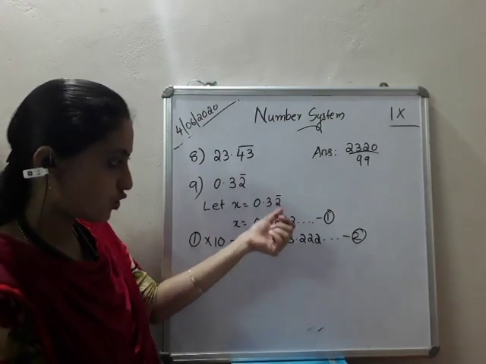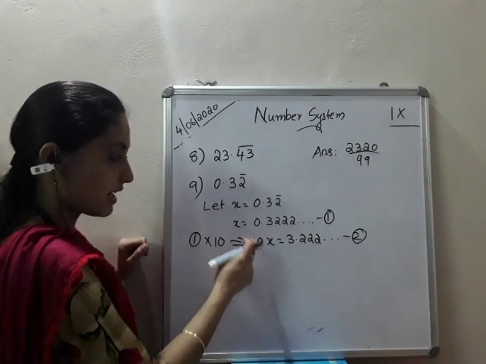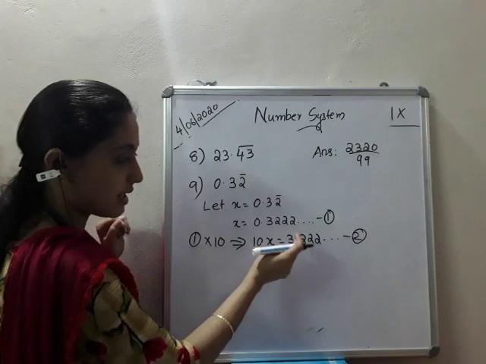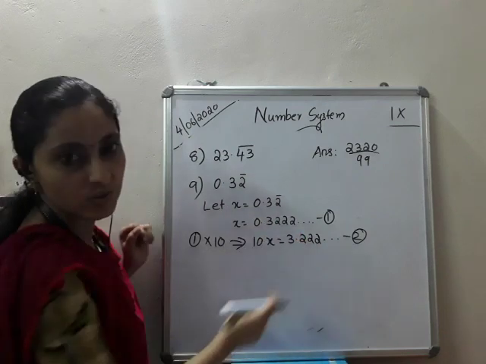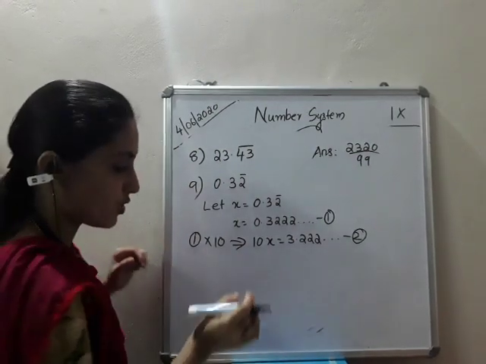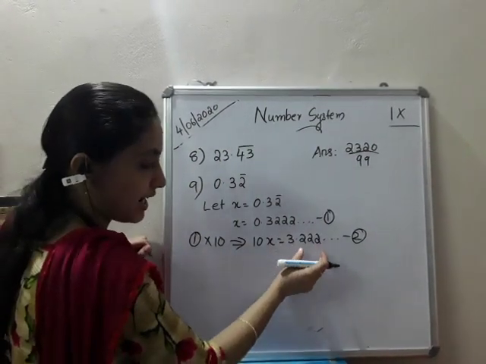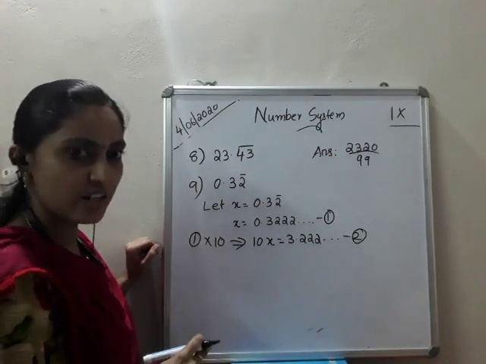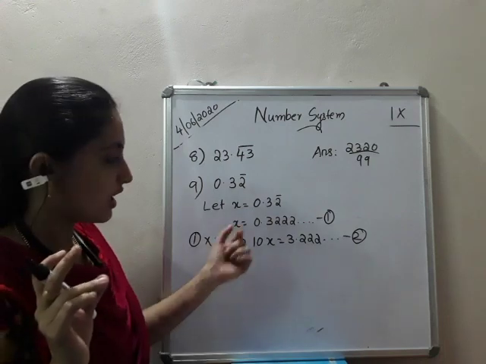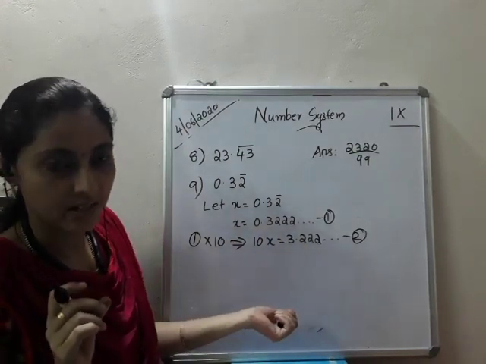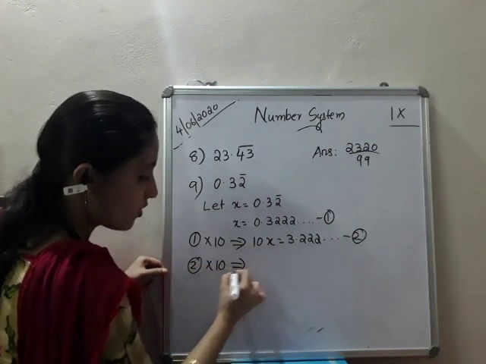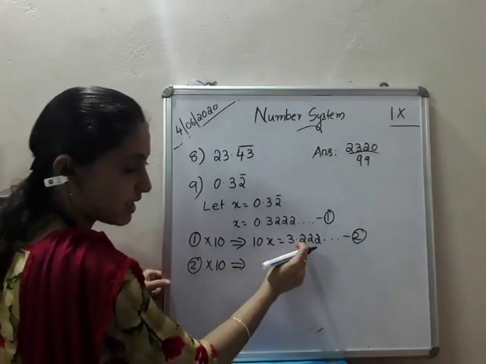While subtracting equation 1 from equation 2, we get 10x minus x, that is 9x, that you already know. But here 0.22 is there, and here 0.32 is there, so we didn't get the right answer. So one more time you have to multiply it by 10. Can we choose 100? No. Why? Here only 2 is repeating. So equation number 2 into 10, because here 2 is repeating.